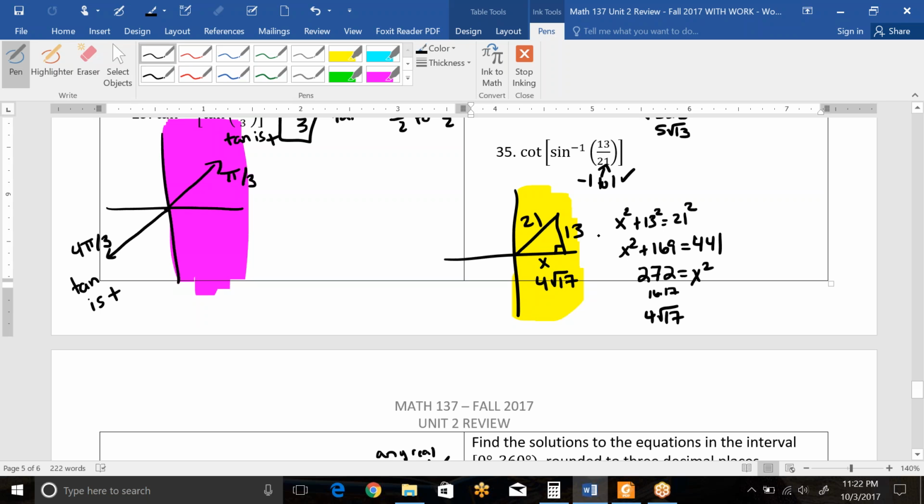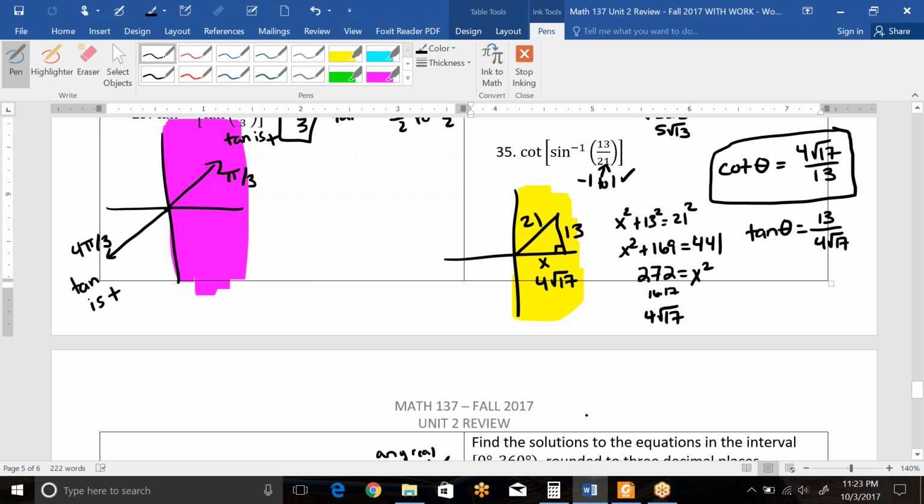Okay, so once we have our triangle labeled, we want to do cotangent of theta here. And I would just do tangent first again and then flip it. So tangent is opposite over adjacent. But since cotangent is what we want, we just need to flip that.